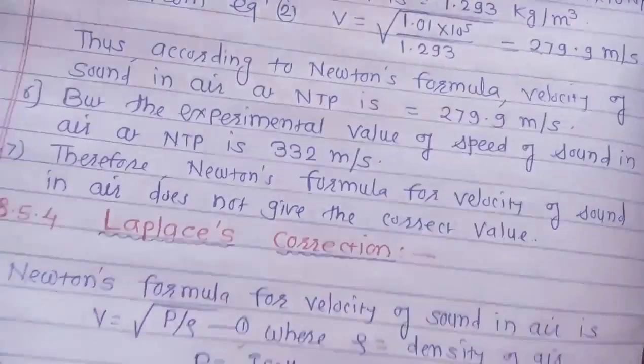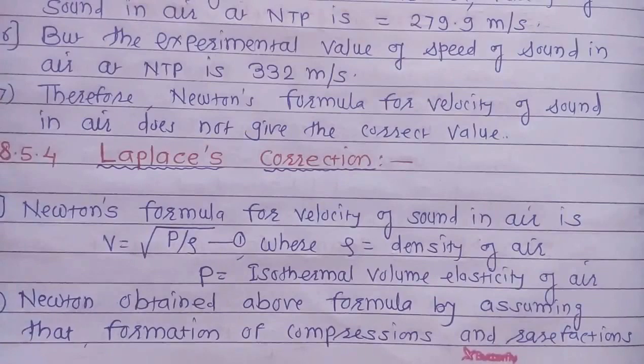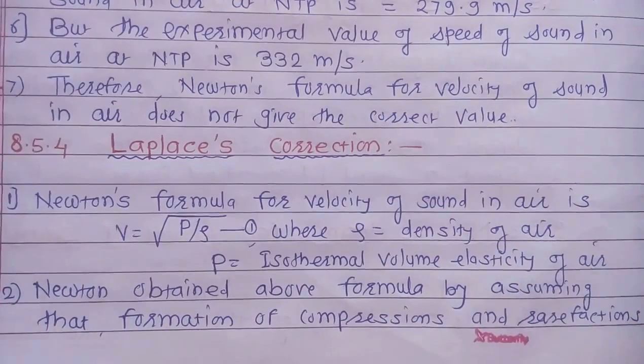आता हे न्यूटनने इथं सुरुवातीला जे असुम केलं होतं, that formation of compression and rarefaction is a slow process, this assumption itself is wrong. हे ऑब्झर्वेशनच चुकीचं आहे.